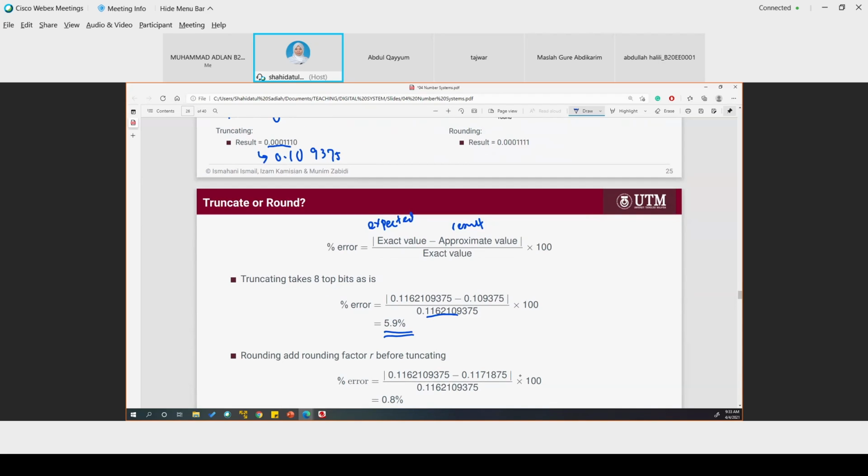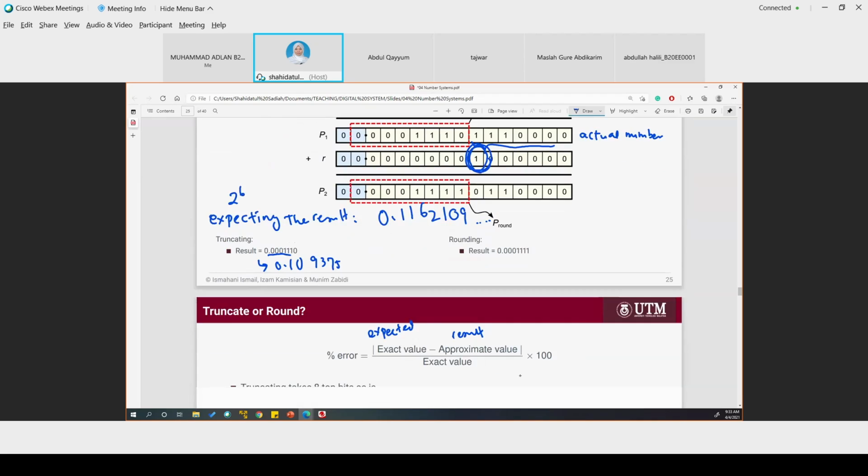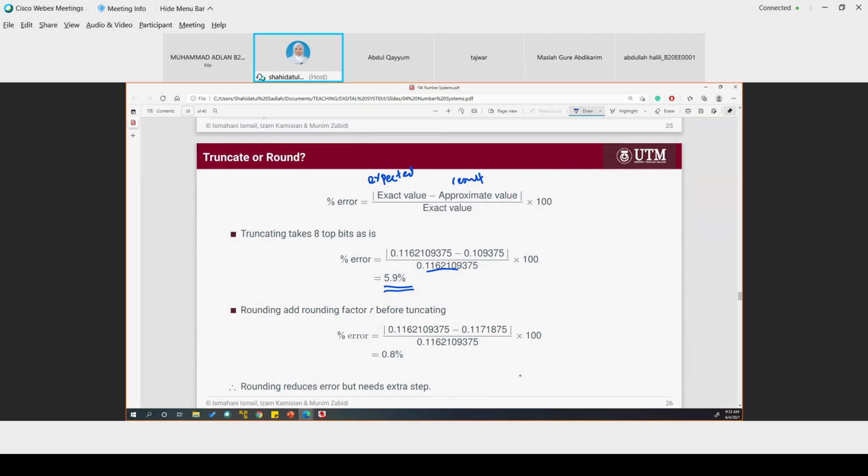That is very big. But when you add 2 to the power of 6 here, when you try to round the number, the error percentage has fallen to 0.8%. So you can say that the rounding process reduced the error quite a lot here, 5.9 to 0.8, but it needs an extra step.